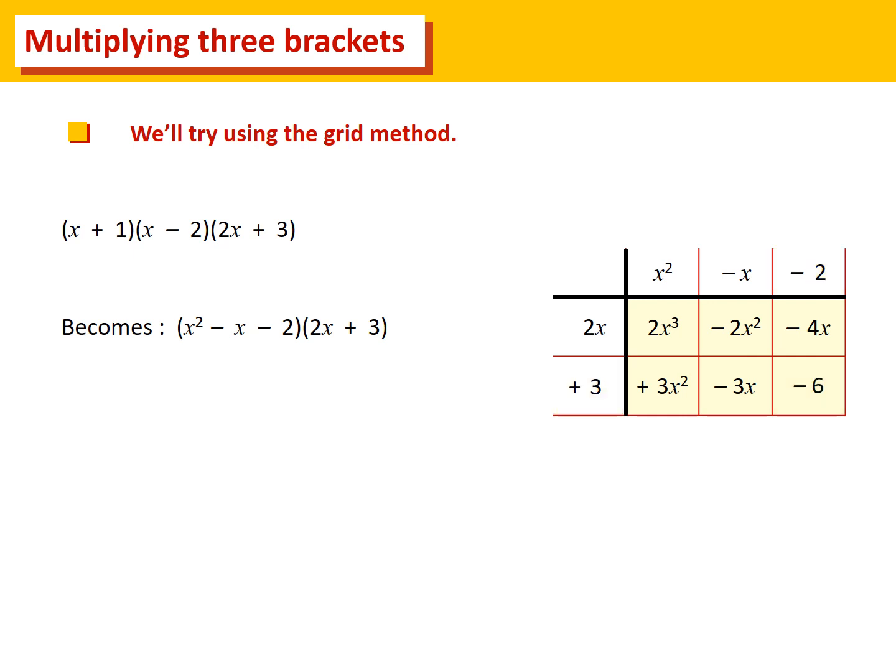Putting all the 6 terms together, 2x cubed is on its own. The x squared term, we're adding 3x squared, but we're also subtracting 2x squared. That's the same as adding 1x squared. For our x term, we're subtracting 3x and subtracting 4x, so we're subtracting 7x. And finally, the constant, the number on its own, is subtract 6. And that's how we multiply 3 brackets.